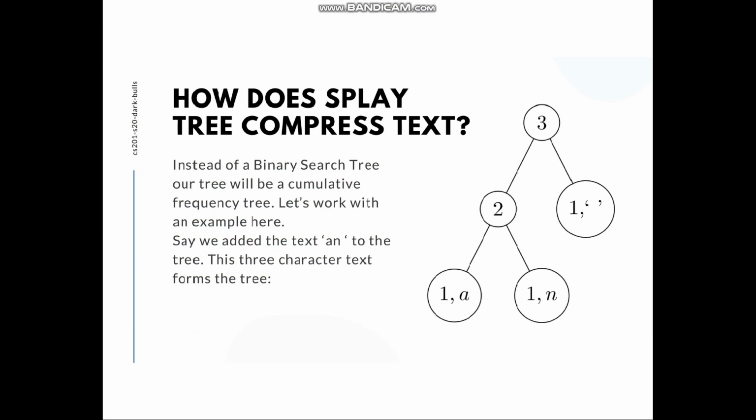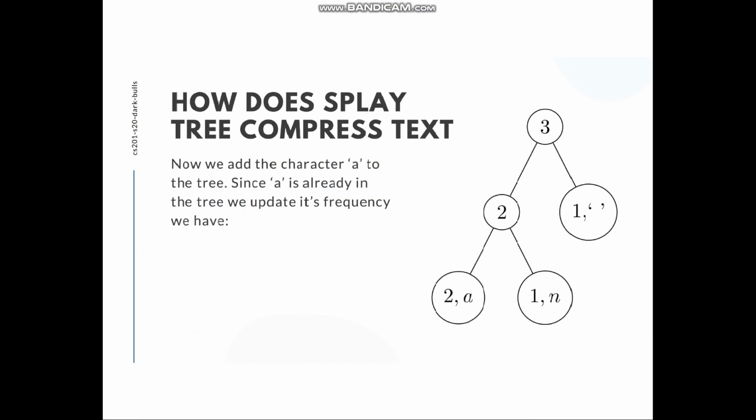We're going to take a string of characters. Let's assume that the string is "n space a". Now these are four characters. We're going to insert these characters one by one into our cumulative frequency tree, as you can see on the right of the screen. And once you've done inserting all of these characters, you're going to see that they've been added with reference to their frequency.